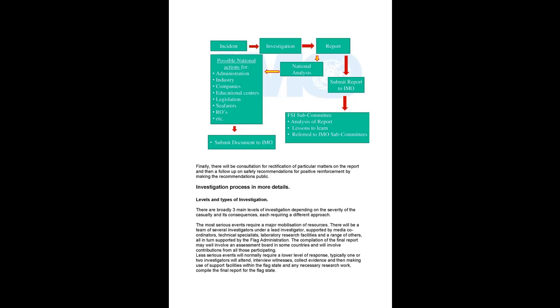Typically, one or two investigators will attend, interview witnesses, collect evidence and then, making use of support facilities within the flag state and any necessary research work, compile the final report for the flag state. Minor events, if a field investigation is warranted, will normally require only one investigator on scene who will conduct interviews, collect and examine evidence and then either prepare a brief report for consideration by the flag state or store the basic details for statistical analysis.